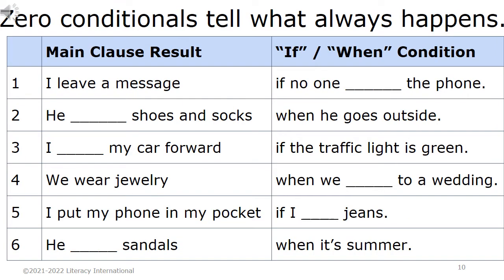Zero conditionals tell what always happens. Main clause: result. If, when: condition. 1. I leave a message if no one answers the phone. 2. He wears shoes and socks when he goes outside. 3. I drive my car forward if the traffic light is green. 4. We wear jewelry when we go to a wedding. 5. I put my phone in my pocket if I wear jeans. 6. He wears sandals when it's summer.